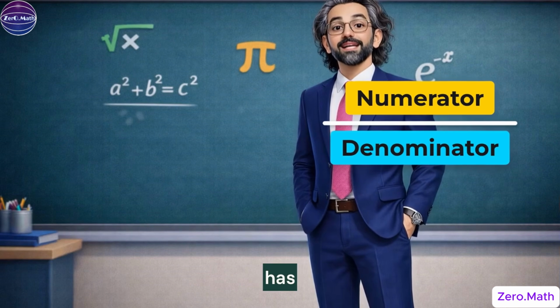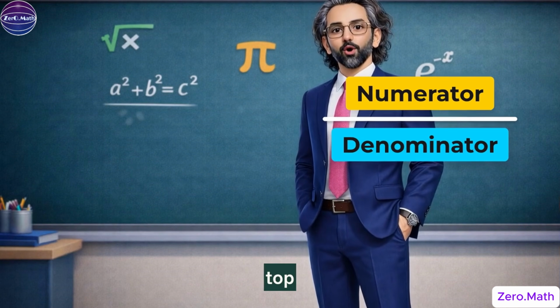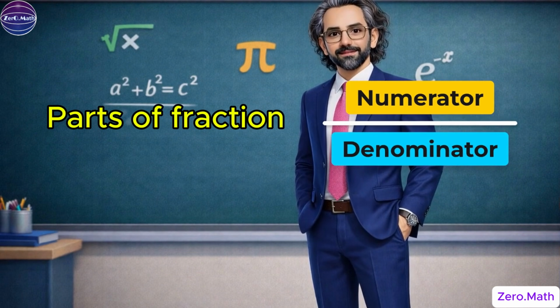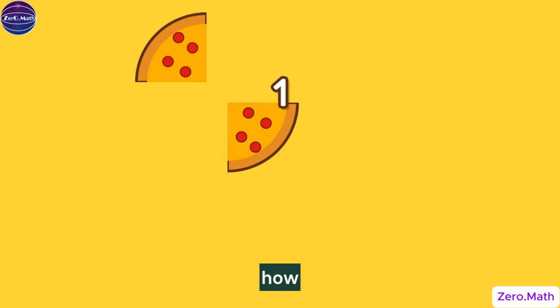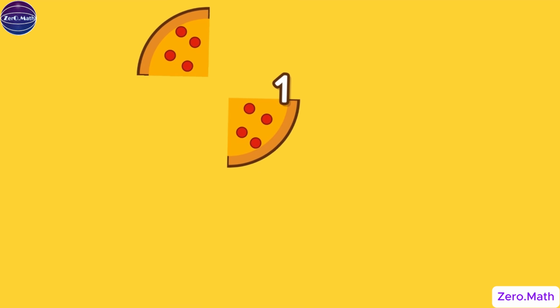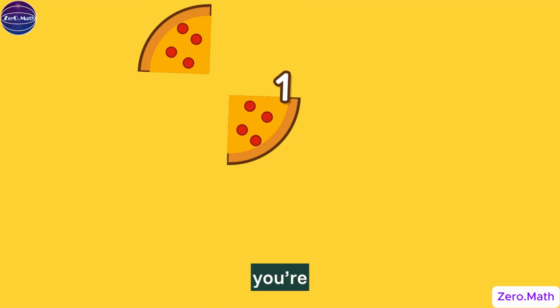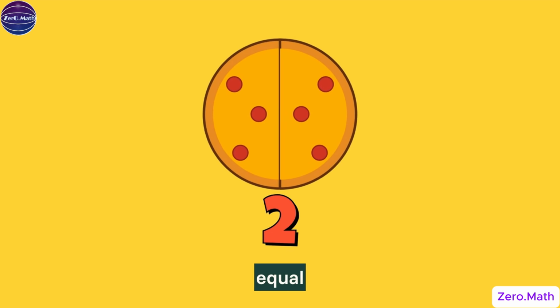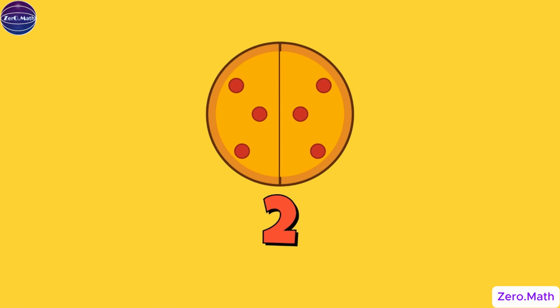A fraction has two main parts. The top number is the numerator, and the bottom is the denominator. The numerator tells us how many parts we are talking about, like that one slice you're eating. The denominator tells us the total number of equal parts the whole was divided into.